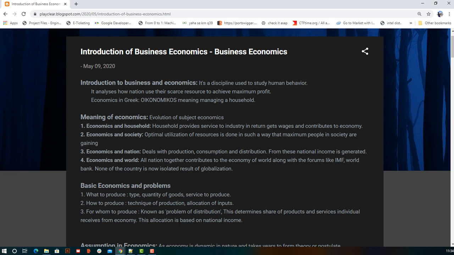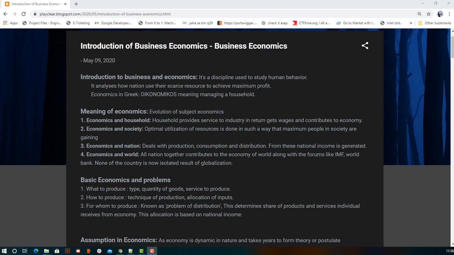Here we can see how household is connected to economics. If you see, economics has industries, industries have labors, labors have houses. Overall, households provide their services to the industries or firms. Firms pay the labor charges, salary, those kinds of things to the laborers, and laborers provide their service. So this is a cycle found between economics and household.